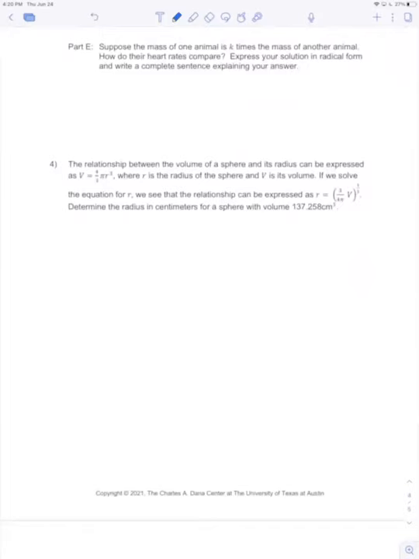Okay, let's scroll up here to part E, and it says, suppose the mass of one animal is k times the mass of another animal. How do their heart rates compare? Express your solution in radical form. Okay, so we're going to do the same kind of thing again, making a ratio with this function, and then we're going to put one of these, let's see, m over 1,000, and this is to the -1/4. And then we'll do 241, and there's no k in this one. We'll leave that out. We're comparing these, and then -1/4.